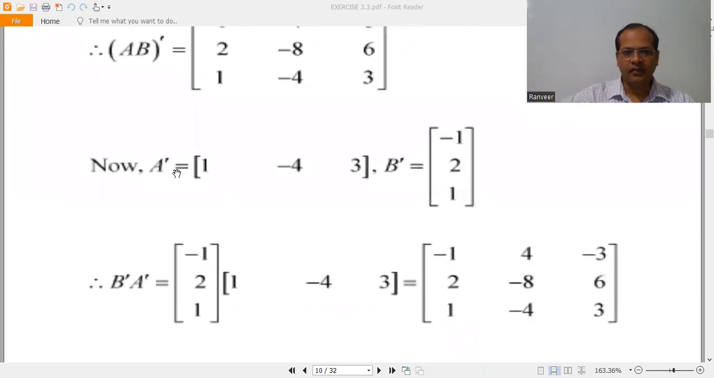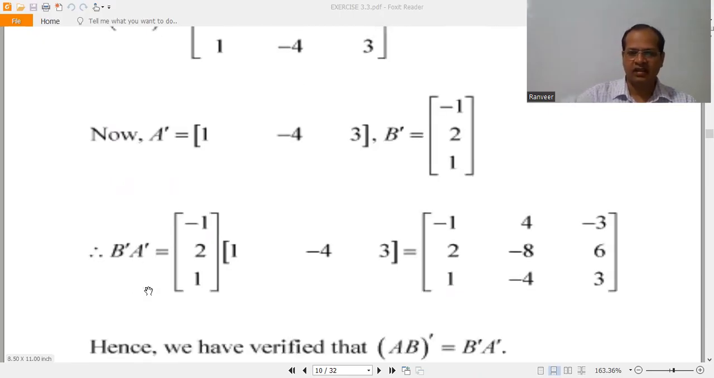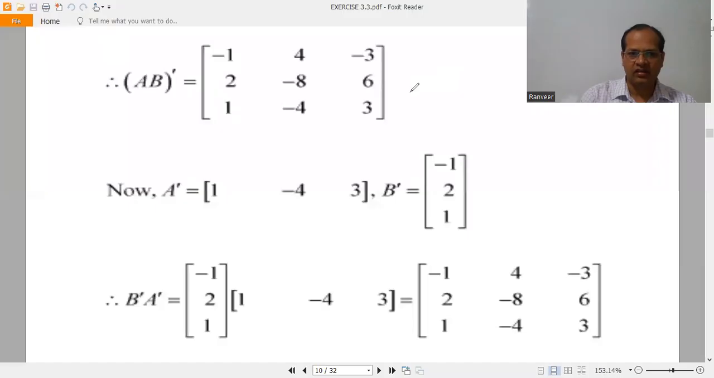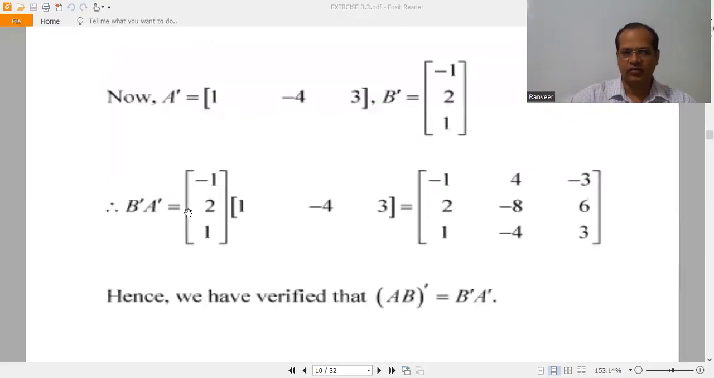Now, A transpose and B transpose is this value. Then B transpose and A transpose multiplication we have to do, and this is the result that we can see here. Both the results are the same. This result and this result, both are the same. In this way, we can find out the transpose value.